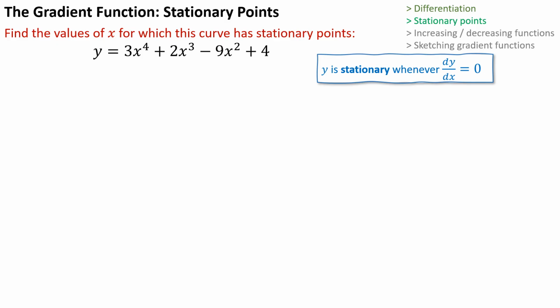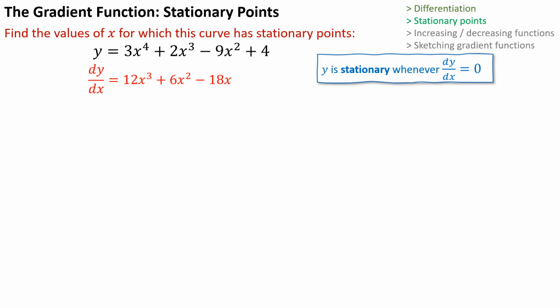We're going to make use of the fact that y has a stationary point whenever dy by dx is 0. So you'll need to differentiate this quartic expression to find the gradient function for the curve. Since y is a quartic, dy by dx should be a cubic. And then if you solve your cubic equals 0, the roots of that equation will correspond to the x-coordinates of the stationary points of the original quartic. So give this a go, see if you can find the x-coordinates of all of the stationary points.